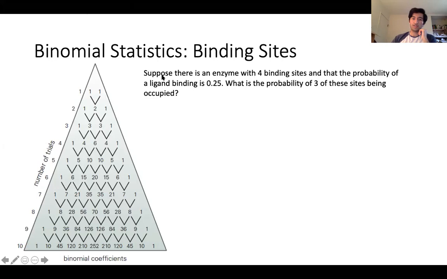So here the question is, suppose there's an enzyme with 4 binding sites and that the probability of a ligand binding is 0.25. What is the probability of 3 of these binding sites being occupied? In working through this problem, this is very similar to what was done on the last slide, in which you need to consider first the multiplicity of an event like this happening, and then also incorporate the likelihoods into calculating your probability. So does anyone want to just mute themselves and tell me what the multiplicity is of 4 binding sites and 3 of them being occupied?